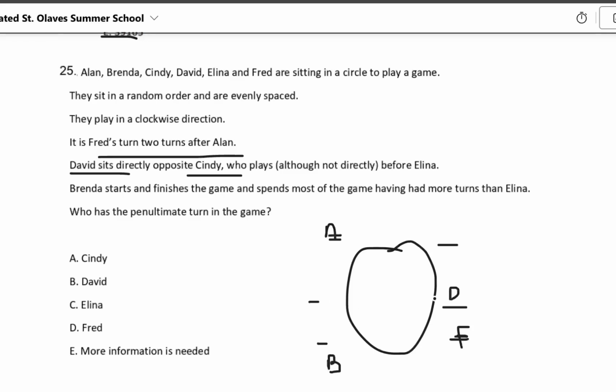David sits directly across Cindy, but we have to put Cindy on this side because why? Because Cindy plays before Alan. So this is the only way that Cindy can play before Alan. Fred is 2 turns away, and then David is sitting across from Cindy. So therefore the penultimate player is Fred.